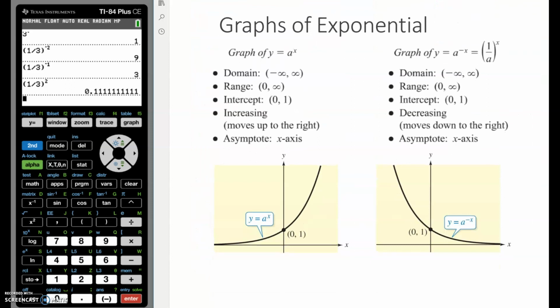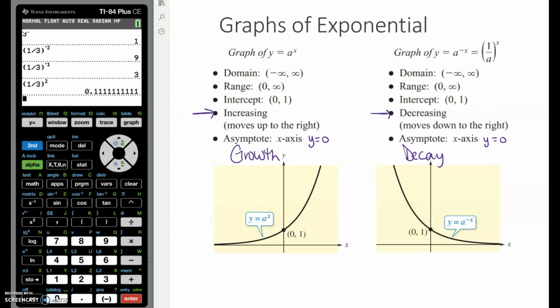Here's a quick little recap of exponential growth and exponential decay. This first one is growth, which can be seen by the fact that it's increasing. This one looks like decay. It is decreasing. A couple of interesting things. The asymptote is the x-axis, which is the equation y equals 0. The y-intercept is 0, 1.